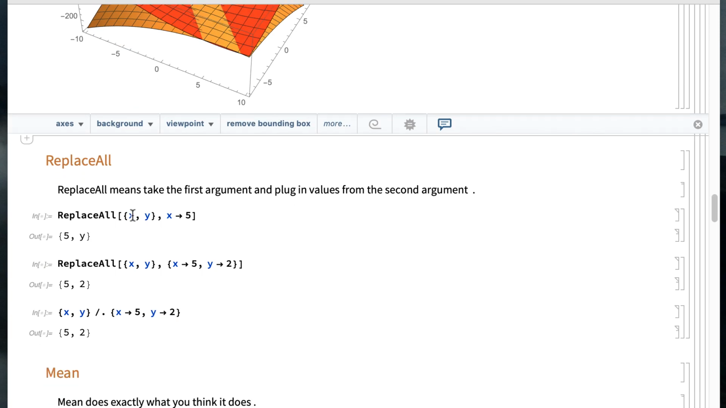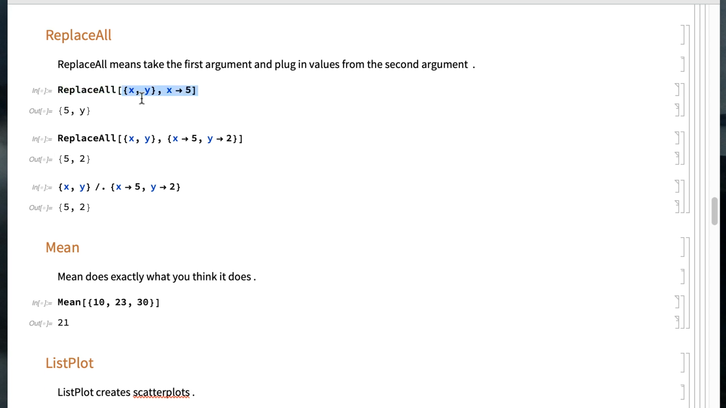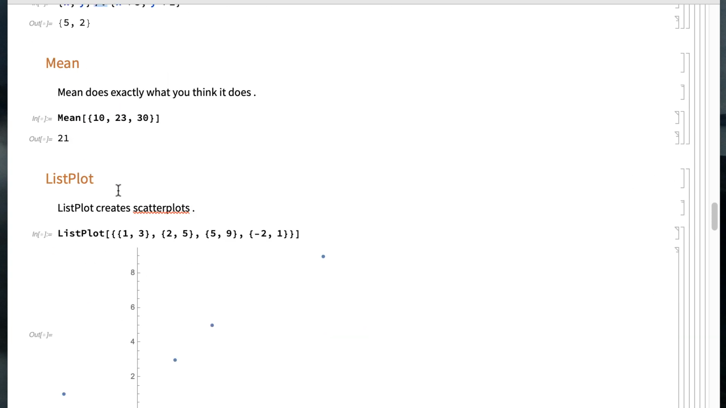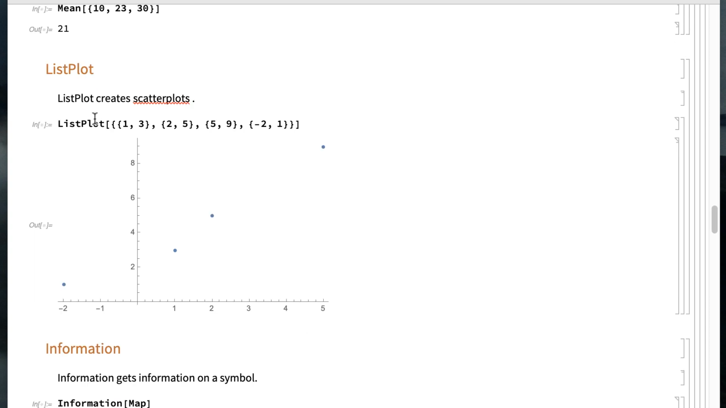Okay, ReplaceAll. We actually saw ReplaceAll a little earlier. I had to sneak it in order to show you what Rule did. But ReplaceAll means take the first argument and plug in values from the second argument. Or you can take multiple plugins. Here I'm saying let x be 5 and y be 2. Start with {x, y}, and we get {5, 2}. There's a short form, which is ubiquitous, which is slash-dot. So if you see slash-dot, that means plug in. And the right-hand side needs to be a rule or a list of rules for replacement. Mean does exactly what you think. Okay? Takes the arithmetic average.